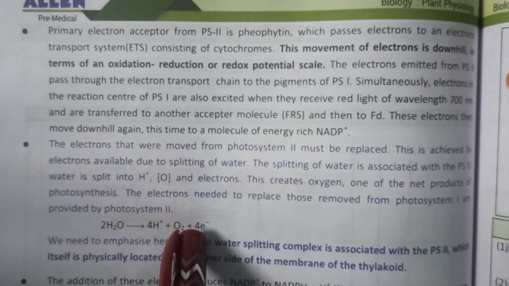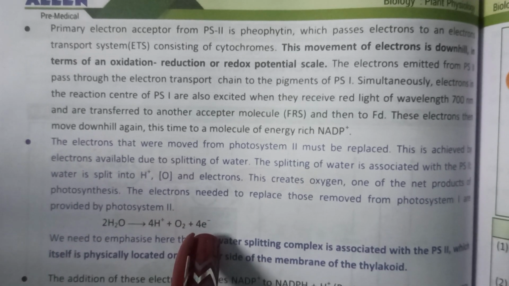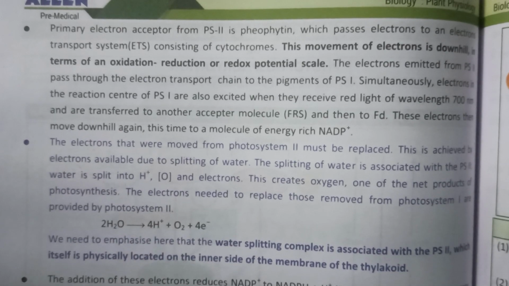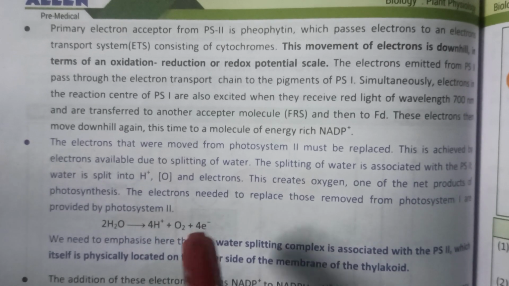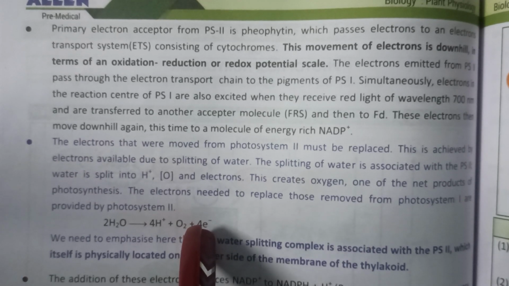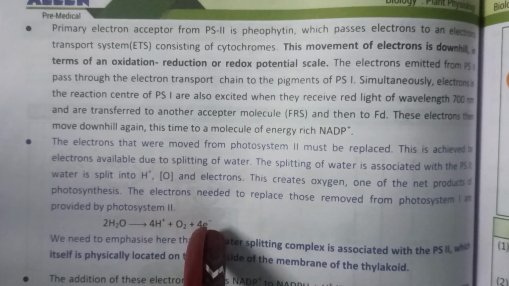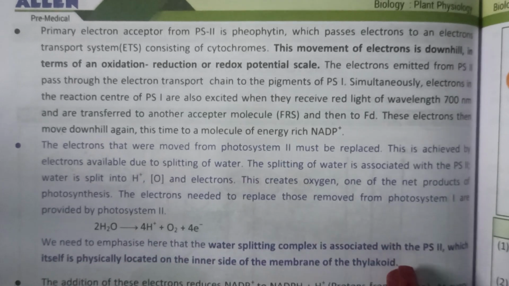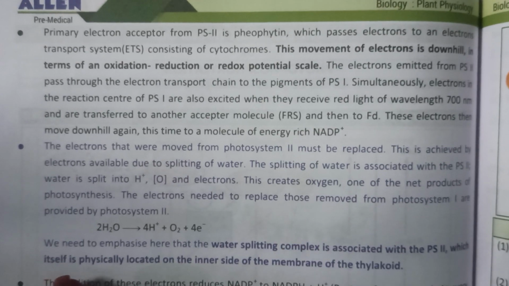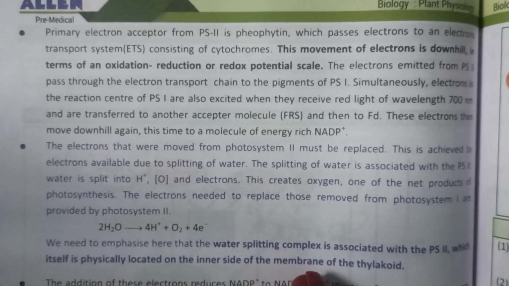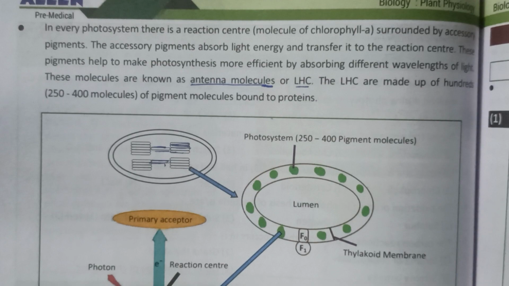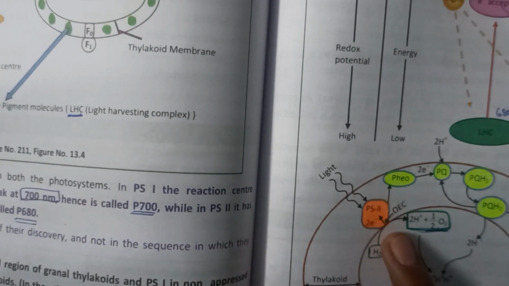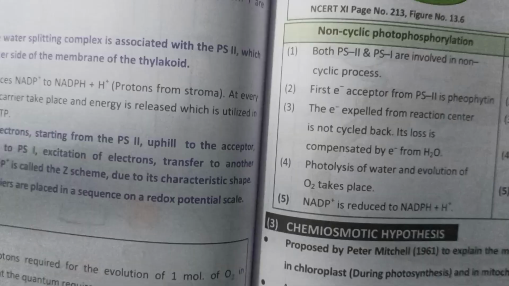So this is the oxidation of water reaction. For oxidation of water, 2 water molecules react to form 4 H plus and 1 oxygen molecule plus 4 electrons. These electrons refill the electron gap created in photosystem 2. We need to emphasize here that the water splitting complex is associated with photosystem 2, which itself is physically located on the inner side of the membrane of the thylakoid.